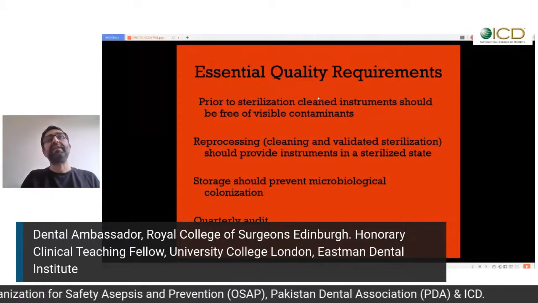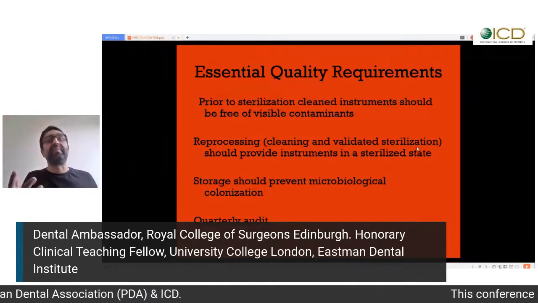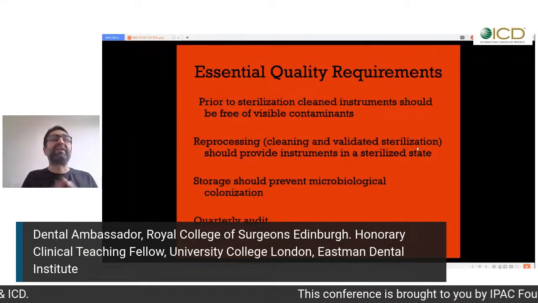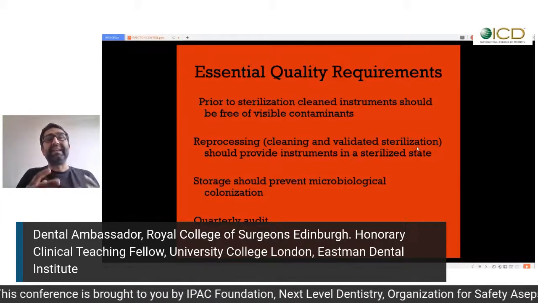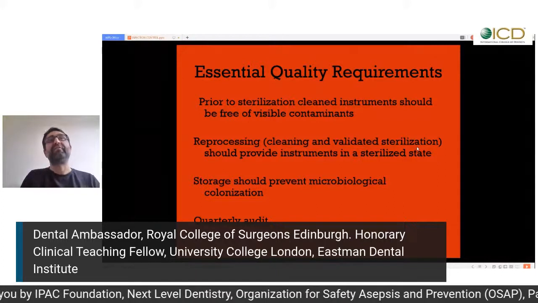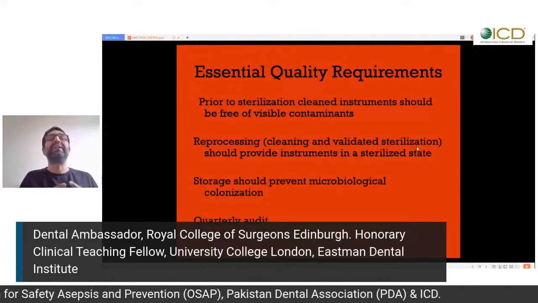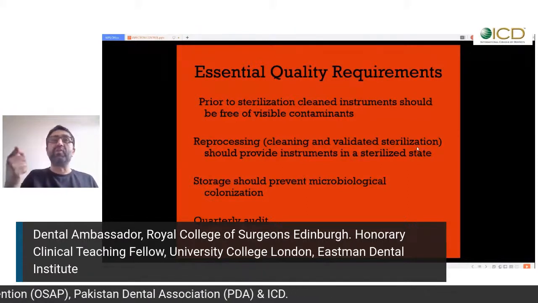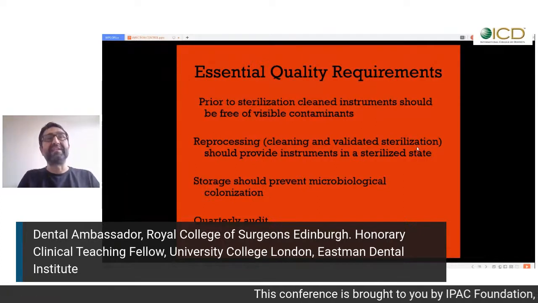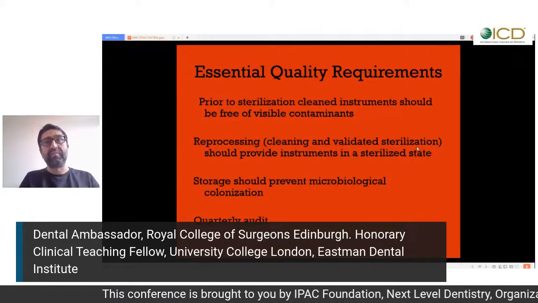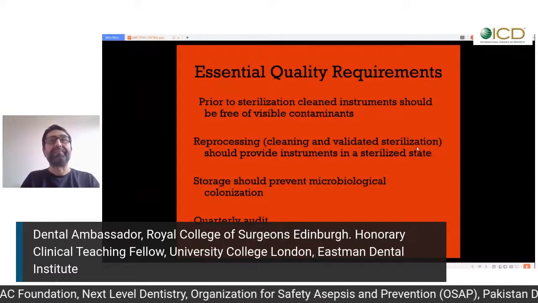So validated sterilization, that is again important. For example, if you have sterilized an instrument and the patient comes to you after 6 months claiming that he has got hepatitis or HIV from your practice, you should have a validation that you can show to the patient, saying, no, your instruments were sterilized properly, so please knock on somebody else's door, not our door. So that is validated sterilization. That is what you need to achieve.